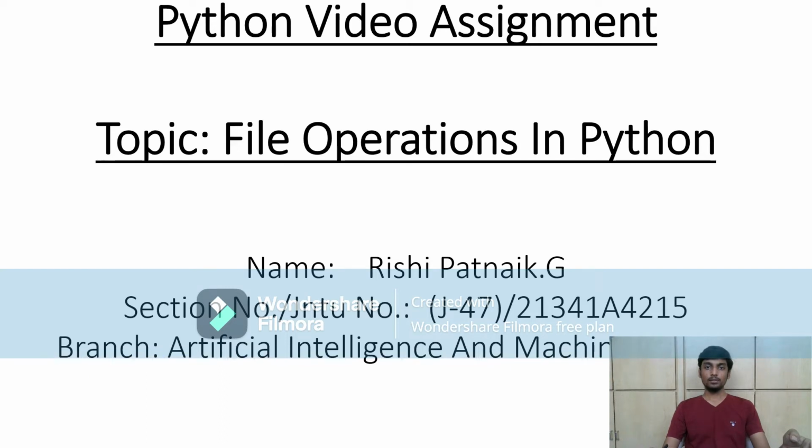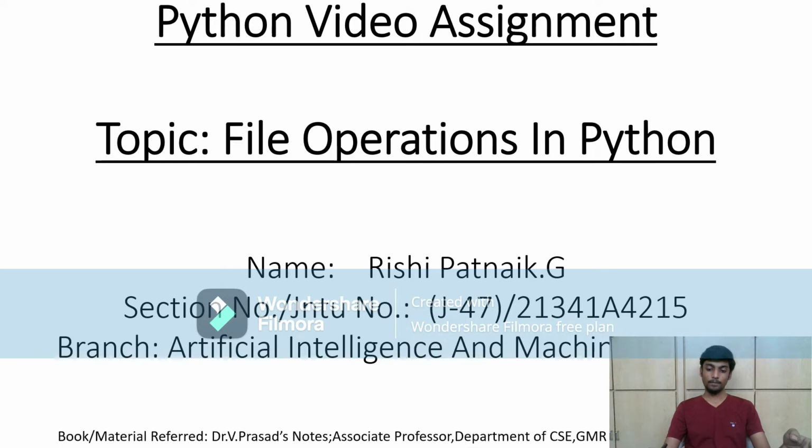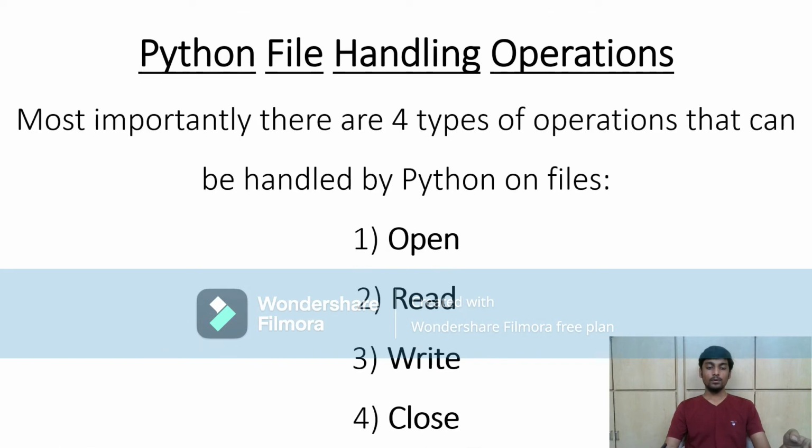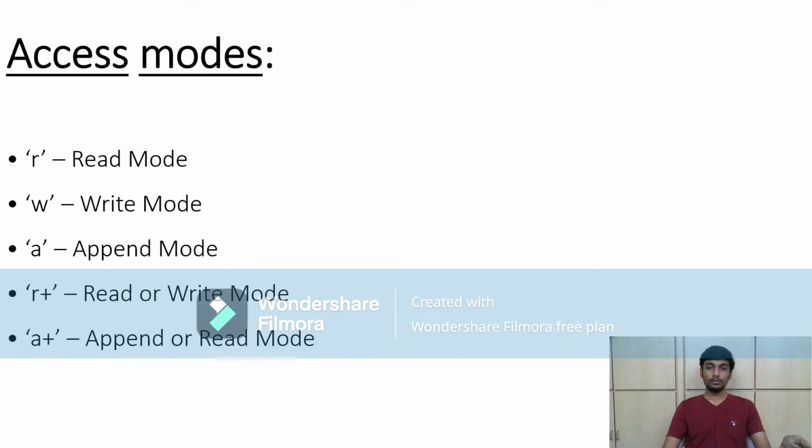Now we will be discussing a topic in Python called file operators. Python file handling operators. Most importantly, there are four types of operators that can be handled by Python on files. First one is open, second one is read, third one is write, and fourth one is close. There are a few access modes in this topic. Now we will discuss them.